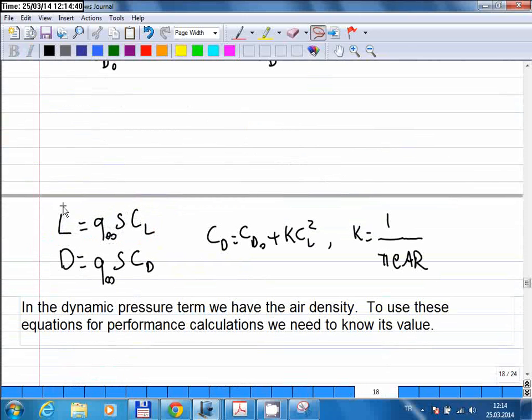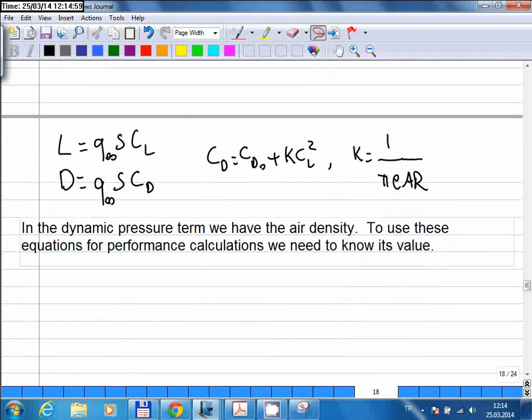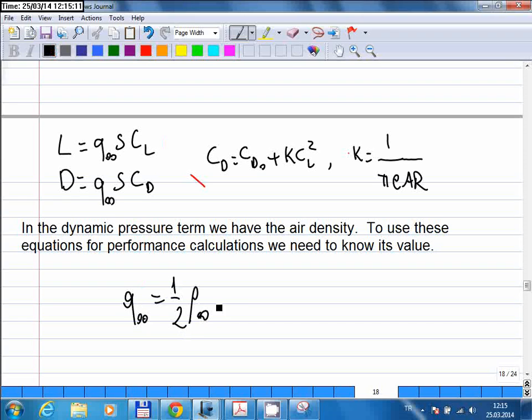So in the performance calculations we'll be talking about the actual force values and not the non-dimensional coefficients. And to calculate the actual force values, this is the equation we have. So we need to know the value of the dynamic pressure as well. And remember, in the dynamic pressure we have the air density and the speed of the aircraft. So we need to know the value of the air density as well.